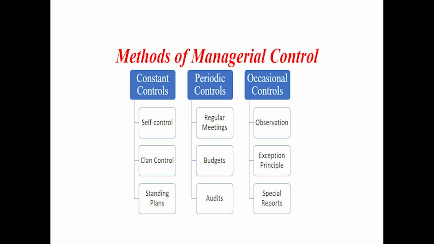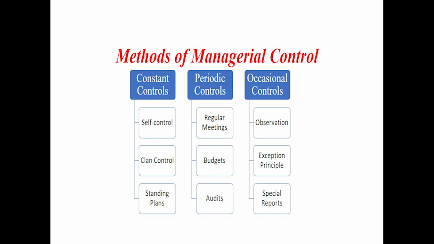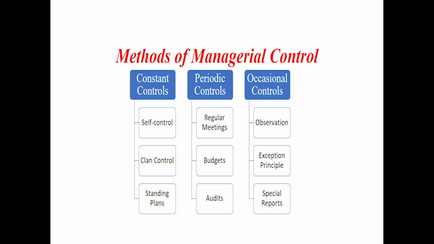There are 3 categories in which managerial control is done: constant control methods, periodic control methods and occasional control methods. Let us go through these one by one and understand what these control methods are. To start with, the first one is constant control methods. Constant control methods are the control methods which we have to do every single day by every single employee in the organization. So, the first method is self-control.